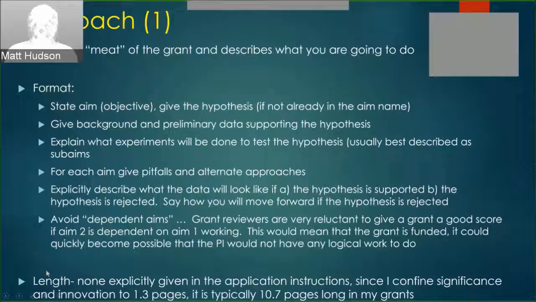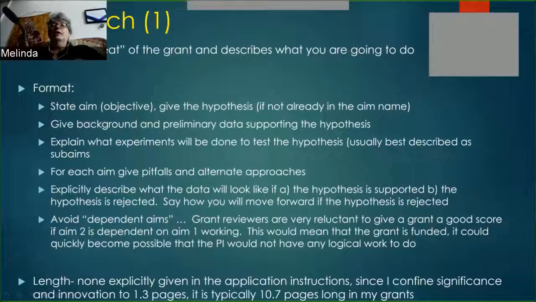Now, the length of the approach section, none is given, but because I tend to confine my significance and innovation sections to 1.3 pages, that leaves 10.7 pages in an R01 application to do your approach. And keep in mind under this format that would mean it's approach and preliminary data. Other people would sometimes put their preliminary data in the significance section, making a much longer significance section and a much shorter approach section.